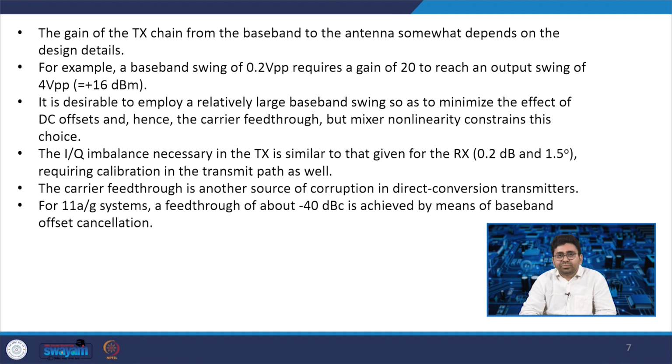Carrier signal feedthrough is also another source of corruption in a direct conversion transmitter, which we have already discussed while we discussed the transmitter. And if we take an example of an IEEE 802.11a/g system, feedthrough of around minus 40 dBc is achieved by means of baseband offset cancellation.